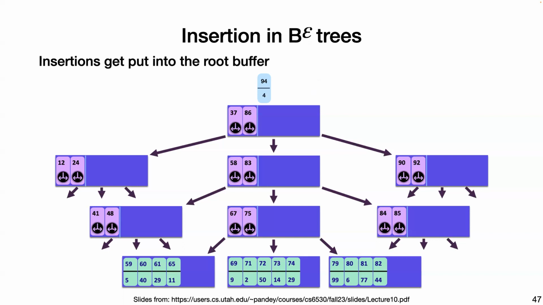So when insertions first come, they get put into this root buffer. Suppose we got this element, the key is 94 and the value is 4. This comes here, and normally in a B tree, we would have to go all the way down and find the leaf where it goes and put it there and maybe do some promotion. But for now, in this B epsilon tree, we're just going to put it here. Okay, so it goes there, and we get some more stuff, and you put it all in the root buffer.